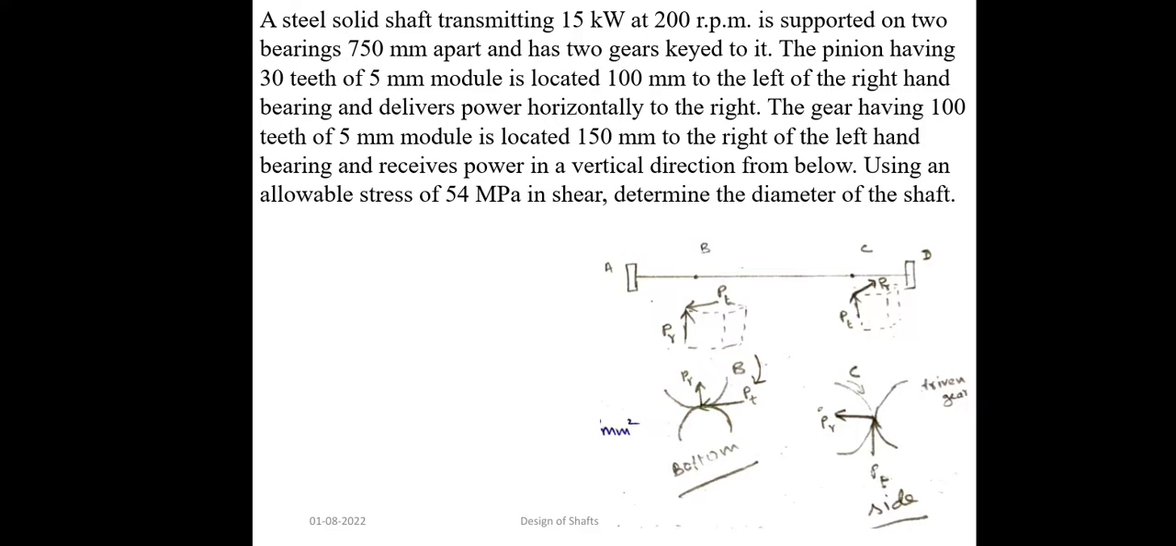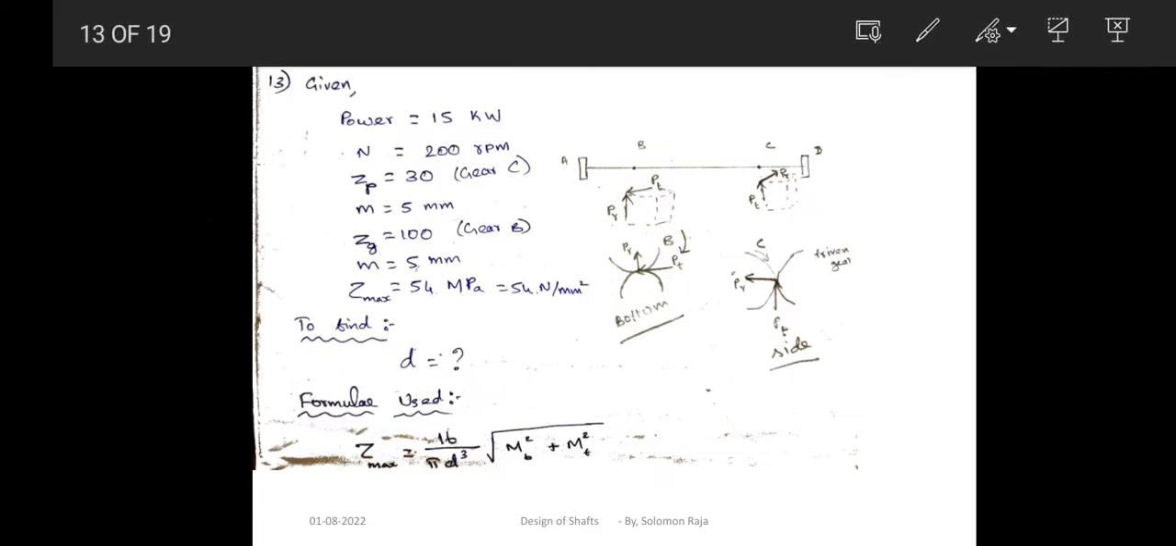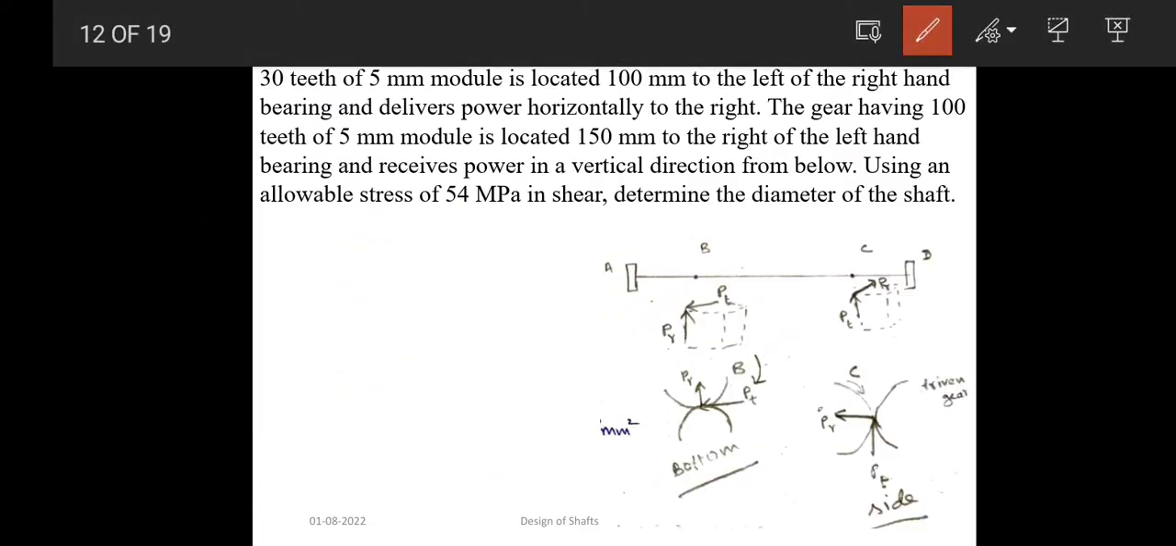The pinion having 30 teeth of 5 module is located 100 mm to the left of the right hand bearing. So if D is the right hand side, a gear is there and the gear is located 100 mm from D. So this is the gear. This gear is located 100 mm left of the right hand bearing. Okay, right. Next.